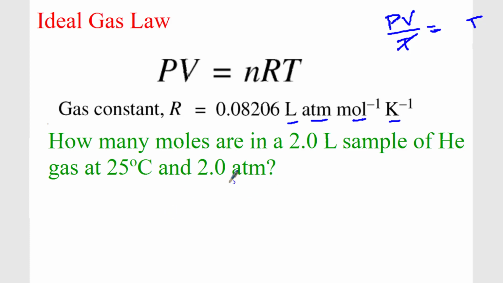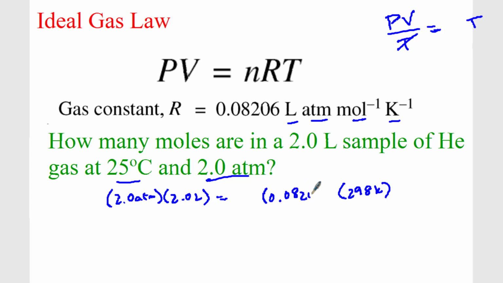So let's take a look at using this ideal gas law. We have 2 atmospheres, which means we're going to put 2.0 atmospheres. We have our liters, 2.0 liters. And our temperature is 25 degrees Celsius, which is 25 plus 273, 298 Kelvin. And of course, R is a constant. R is 0.08206, okay? And you can see my pressure was in atmospheres, my volume is in liters, my temperature is in Kelvin, which means we can use the universal gas constant.